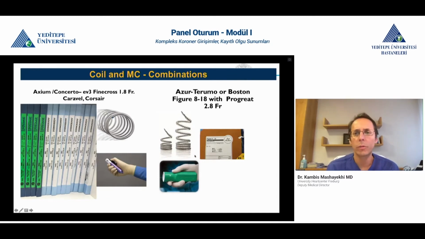And those are other coils from Terumo and Boston, and there you need a little bit bigger microcatheter. It's a 2.8 French, prograde, but it's more smart to use them because you're working already with those microcatheters in your coronary, so you don't need an additional microcatheter.